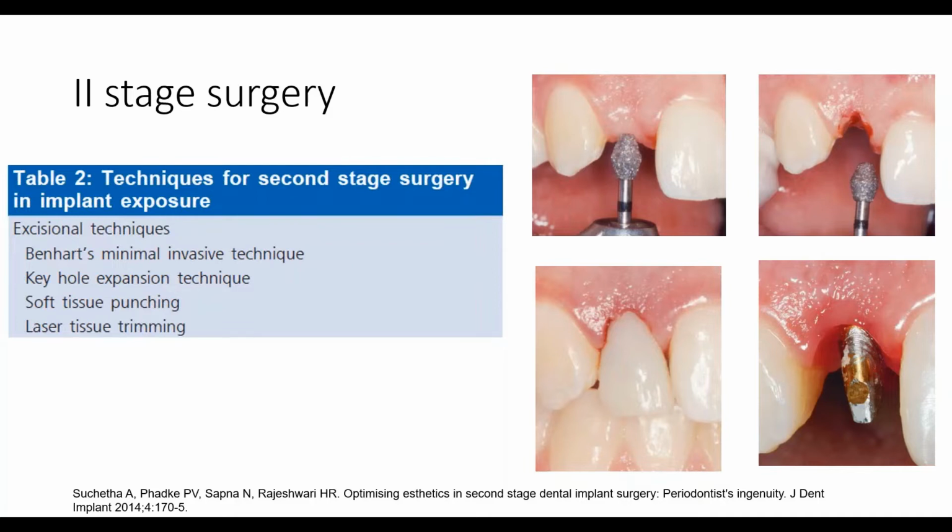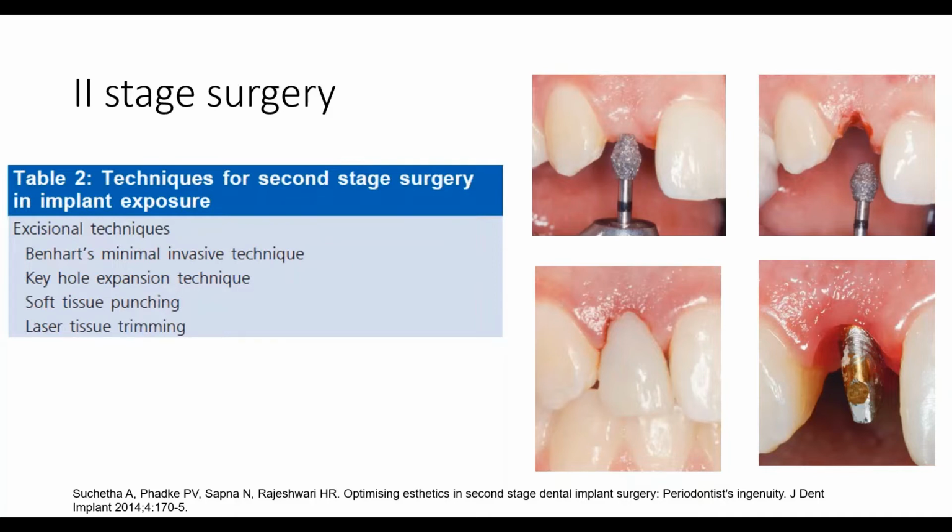In the Benhart minimally invasive technique, we generally use an aerator burr to trim the tissue over the implant orifices. Once the implant is exposed, we load the implant with temporary crowns, and once the collar is formed, we make the impression for the final crown.